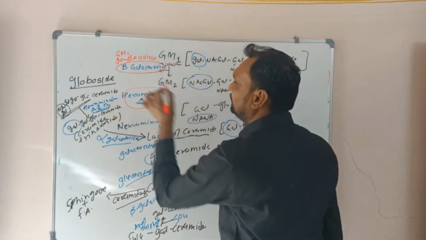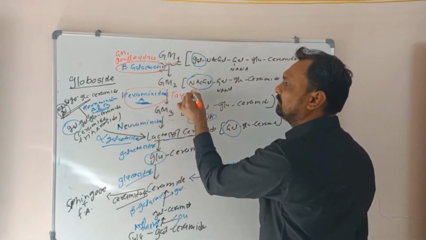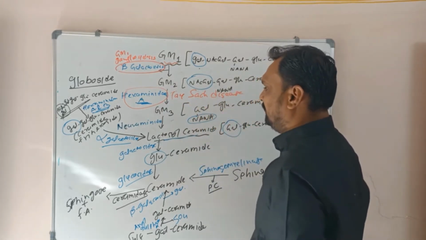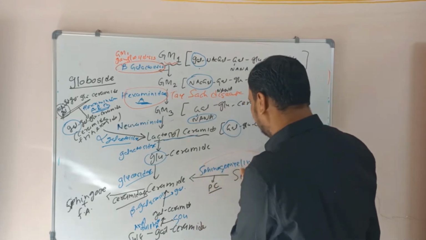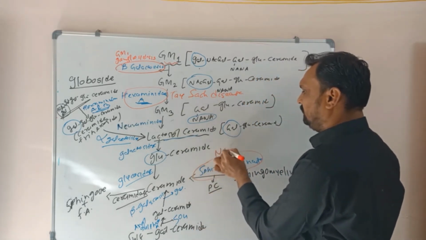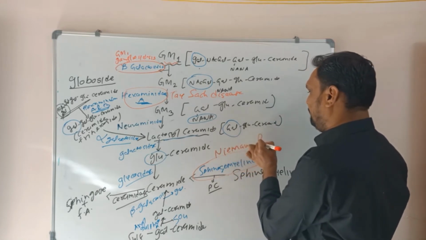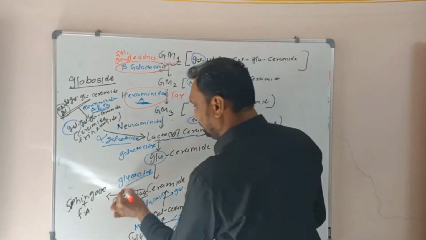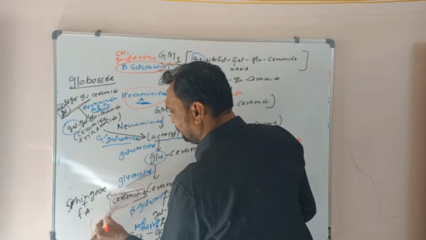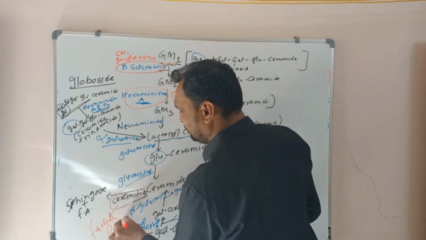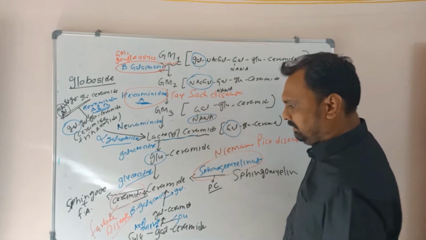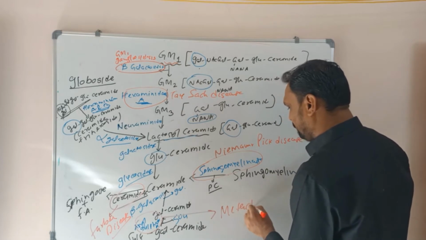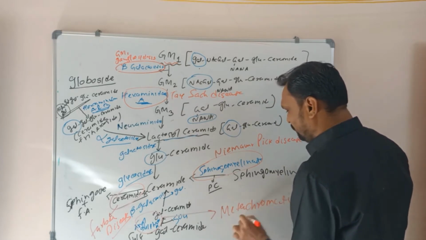If this hexosaminidase enzyme is deficient, it will lead to Tay-Sachs disease. Clear? If this sphingomyelinase enzyme is deficient, it will lead to Niemann-Pick disease. If this ceramidase enzyme is deficient, it will lead to Farber disease. If this aryl sulfatase enzyme is deficient, it will lead to metachromatic leukodystrophy.